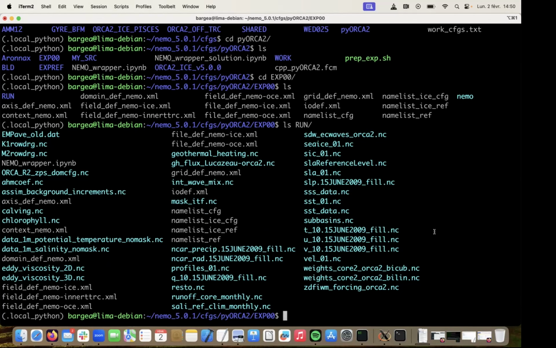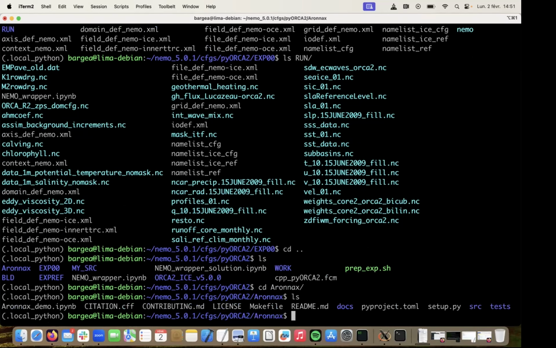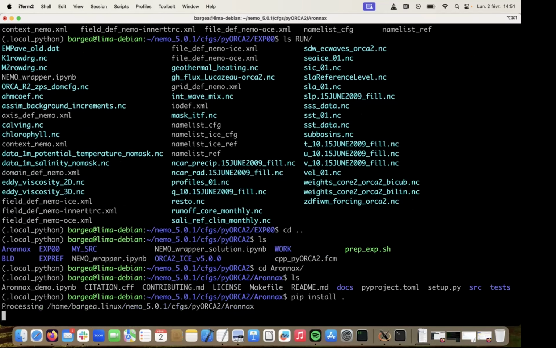So for the moment, nothing is new. This is the classical way of deploying NEMO. What would be new now is to clone a copy of Aronnax. The GitHub repository is not public yet, so I already cloned it on my laptop. And what we just need to do is to install it with just the famous command, pip install. It won't take that long.